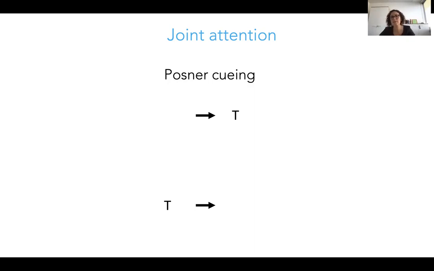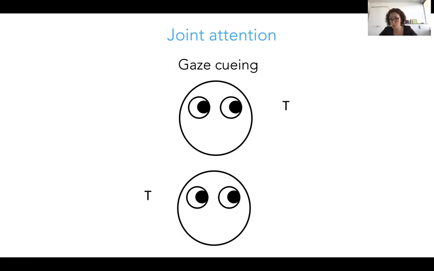Now, what does this have to do with joint attention? Well, instead of arrows, we can also present social-like stimuli. So, for example, gaze direction instead of the arrow. So it's exactly the same logic, but instead of an arrow, we present gaze. And the idea here is that if participants follow the gaze of the agent, then you should see this effect of validity: the difference in reaction times between valid and invalid cues.